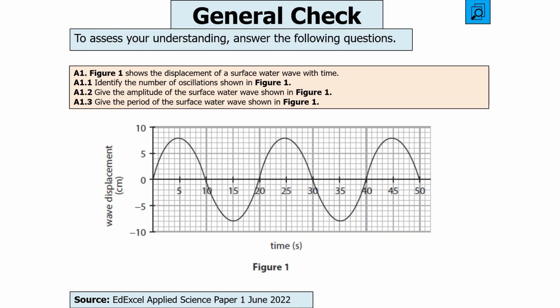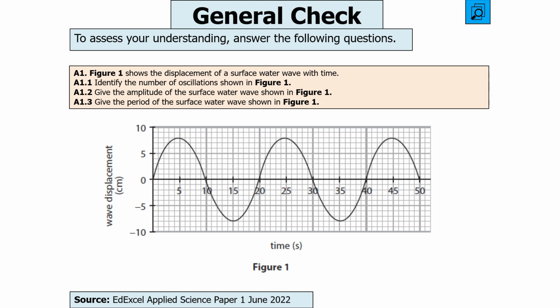The next question says, figure 1 shows the displacement of a surface water wave with time. Identify the number of oscillations shown in figure 1. Give the amplitude of the surface water wave shown in figure 1 and give the period of the surface water wave shown in figure 1.